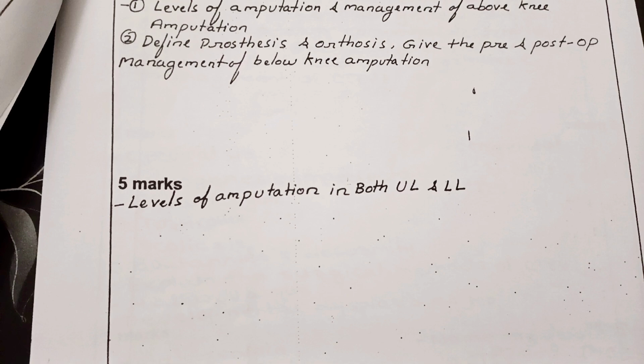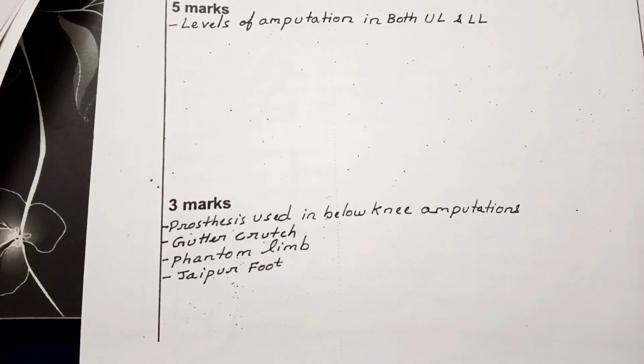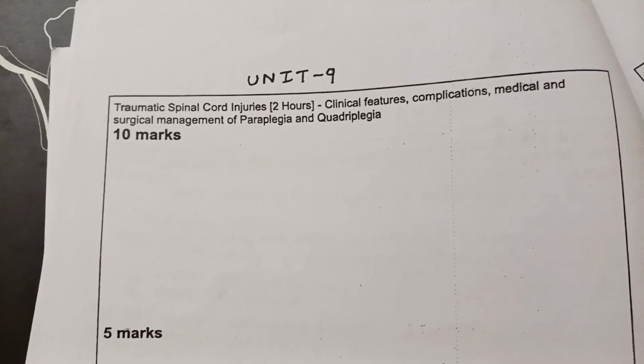Coming to the important 5 mark question, the first one, levels of amputation in both upper and lower limb. And in important 3 mark questions, we have prosthesis used in below knee amputations, gutter crutch, Patten limb, Jaipur foot. And yes, we are done with this chapter. Moving on to the next small chapter, that is traumatic spinal cord injuries. In this, there is only one 3 mark question, that is SOMI brace.